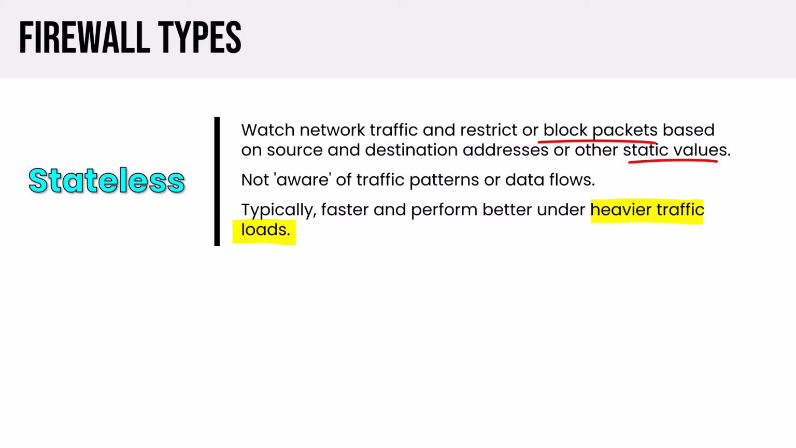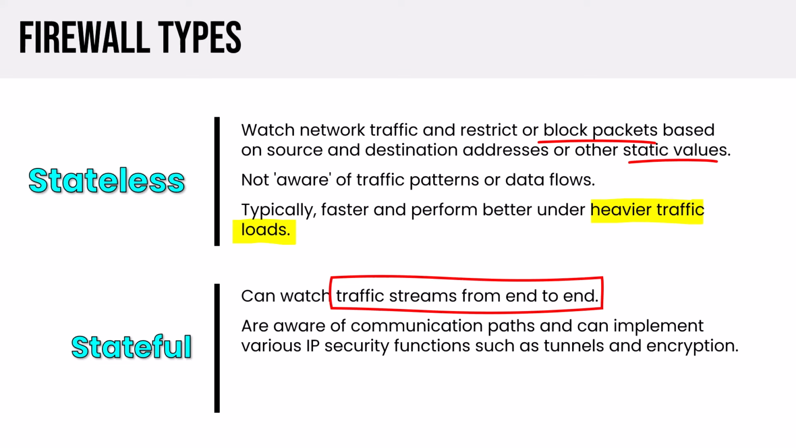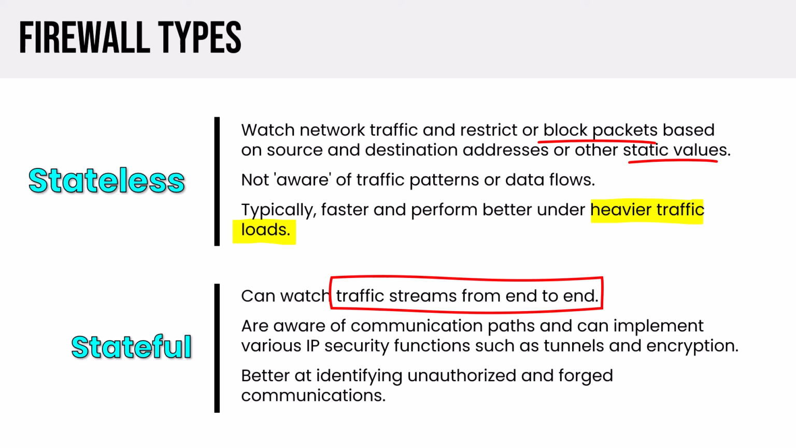And then we have stateful firewalls. These can watch traffic streams from end to end. They are aware of communication paths and can implement various IP security functions like tunnels and encryption. They're better at identifying unauthorized and forged communications because they are tracking the context of the conversation. A stateful firewall can follow the TCP three-way handshake. It spots half-open connections. And I would expect any firewall that organizations are using in 2024 will typically be stateful.